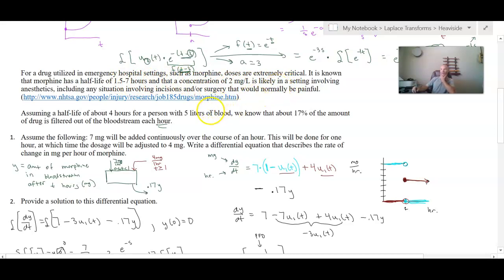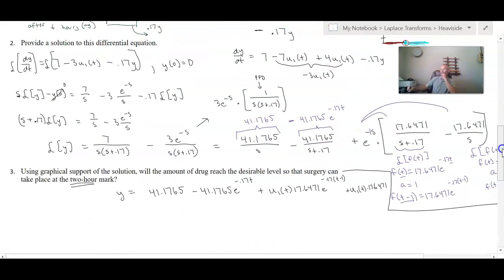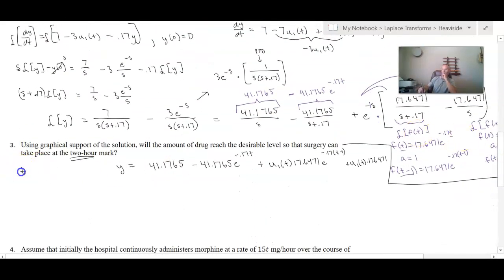Okay, well, this person has 5 liters of blood, so it's 2 milligrams per liter, and that's per liter of blood. 2 milligrams concentration per liter of blood is how drugs usually work, times 5 liters of blood. Well, that's going to give me a total of 10 milligrams. So my target is, is there a time at which y equals 10?